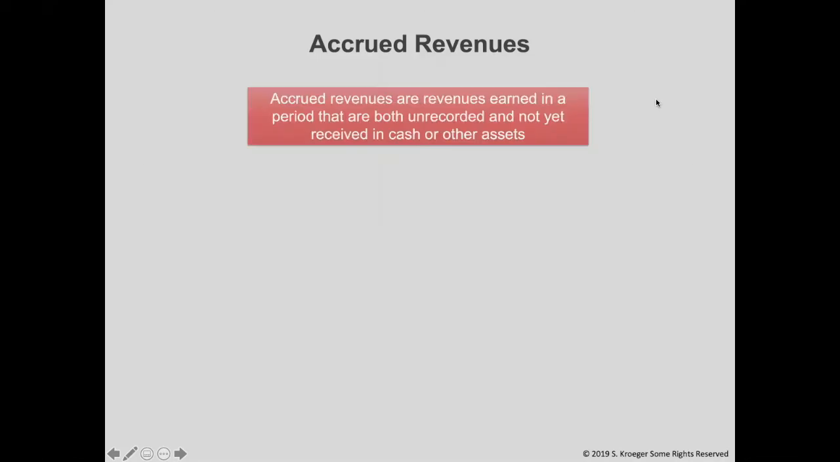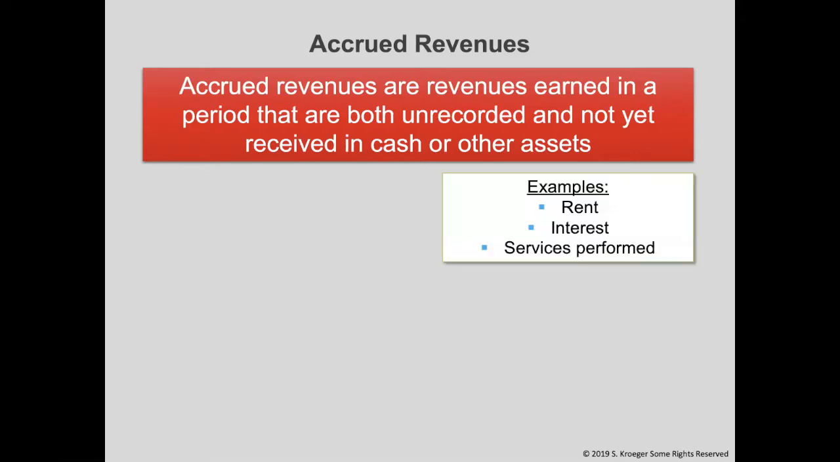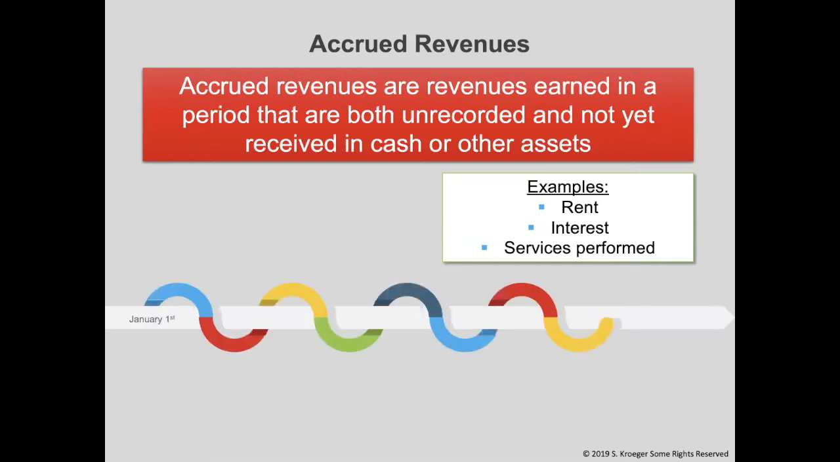The first type of adjusting entry that we will learn is accrued revenues. Accrued revenues are revenues that are earned but not yet received in cash. Examples of accrued revenues are rent, interest, and services performed. Here's a timeline that I created to give you a visual of this type of entry.